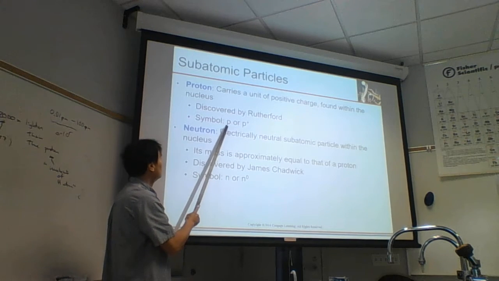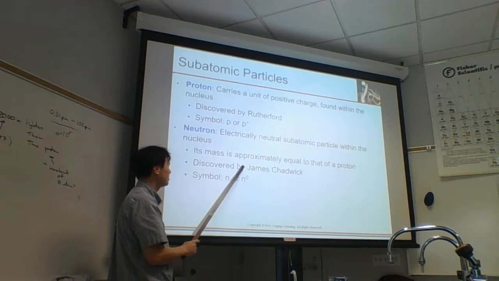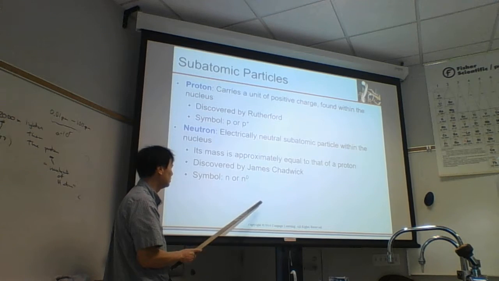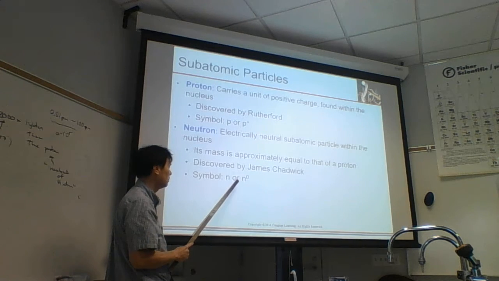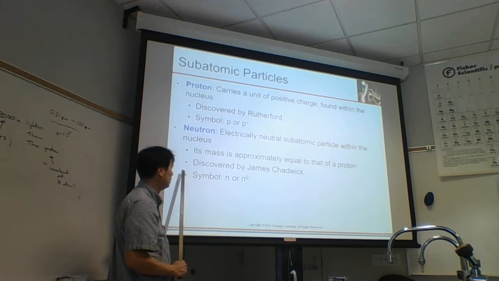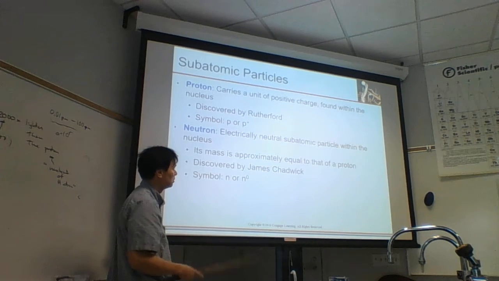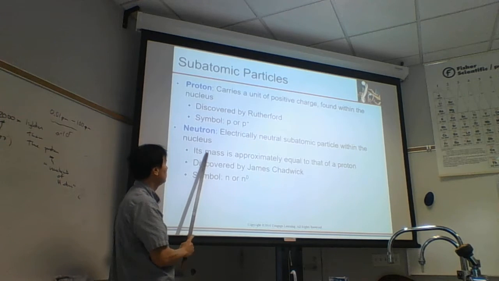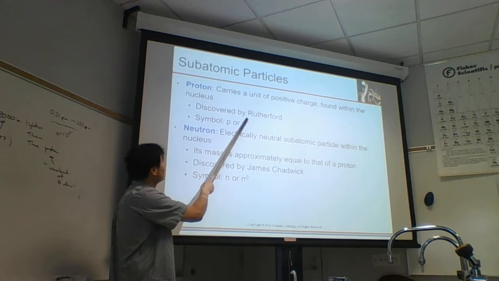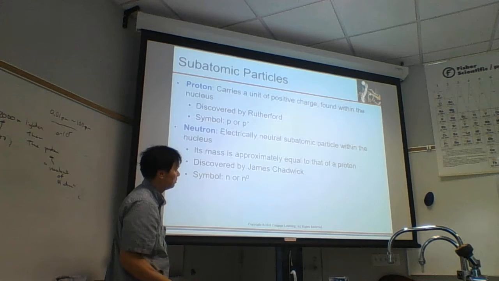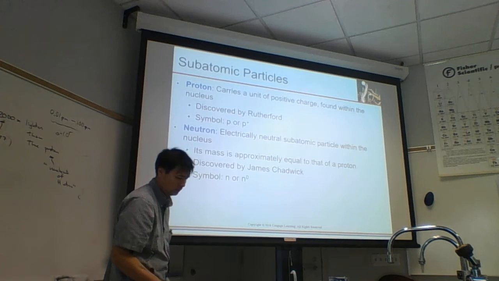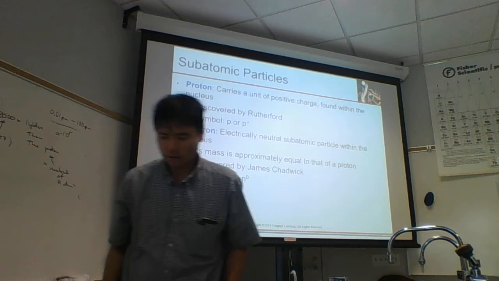The mass of a proton is about 1 U. The mass of the neutron is about 1 U. The mass of the electron is like 0.005 U. Symbol is N or N0, 0 for the charge, no charge. Okay, Chadwick discovered the neutron. You don't need to know. And Rutherford discovered the proton. You don't need to know how those were discovered. But it's interesting.